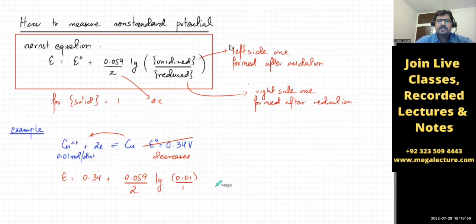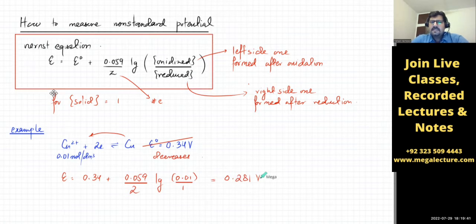You don't have to understand the equation. It's just an equation that, based on the concentration of the two species, tells you the new potential. So what is the new potential? Has anyone calculated this? It's coming out to be 0.281, right? So that's it. You said it was going to decrease. It did decrease. It's 0.281.